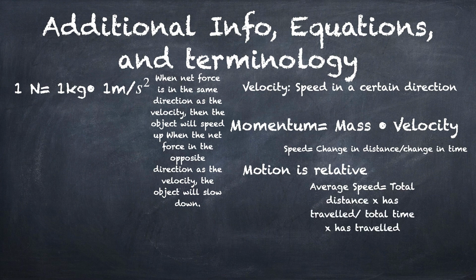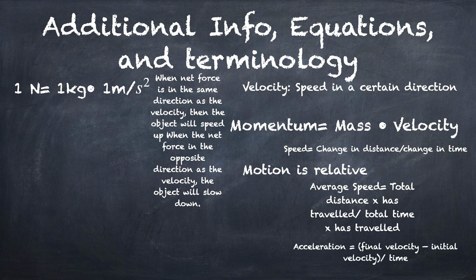Average speed equals total distance traveled over total time traveled. This also makes sense because in math, the average is the sum of the numbers divided by how many numbers are being averaged. So it makes sense for average speed to be the total distance over the total time.